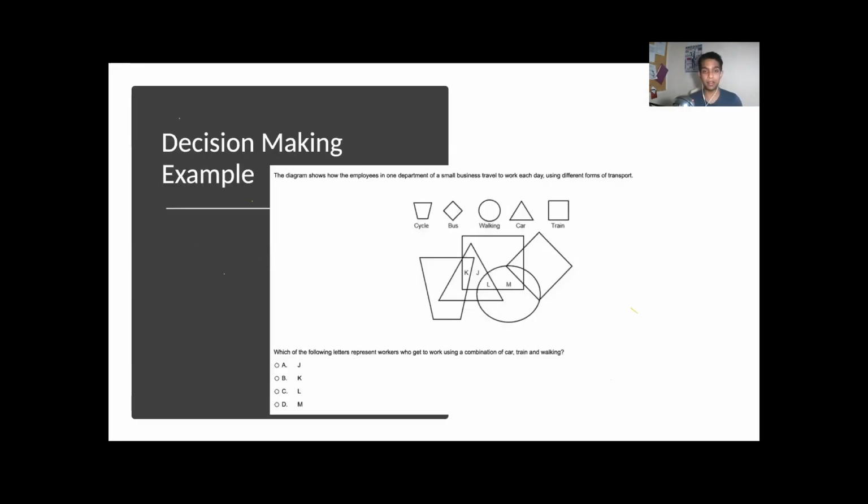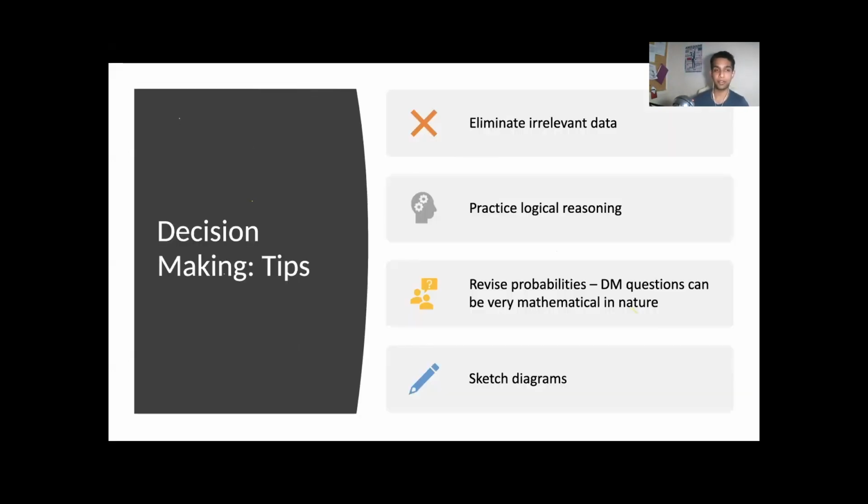I note that I did not pay attention to the cycle or bus. I did not pay attention to any of the other shapes, and that is important when answering these questions. Any irrelevant information, even the initial text, is irrelevant to answering the question, and ignoring it will save you time and be a benefit to you in the exam.